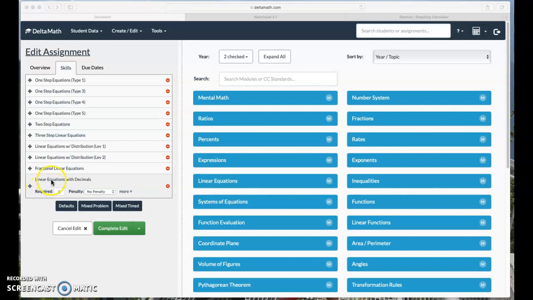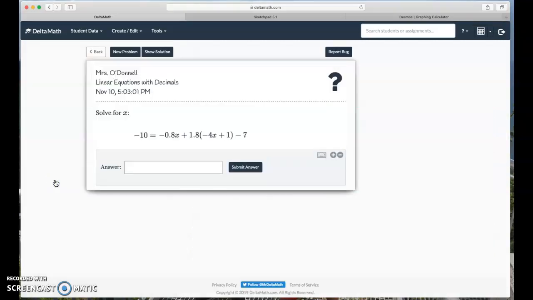Linear equations with decimals. All right, so first thing that you see is a big, long equation. Don't let it freak you out, right? So we've got negative 10 equals negative 0.8x plus 1.8 times negative 4x plus 1 minus 7.